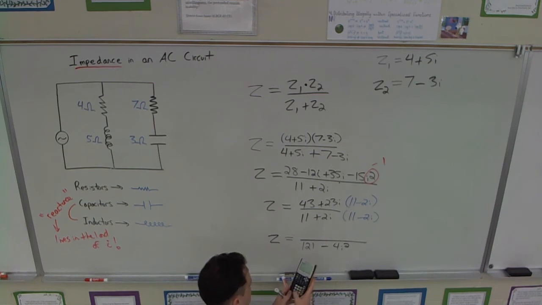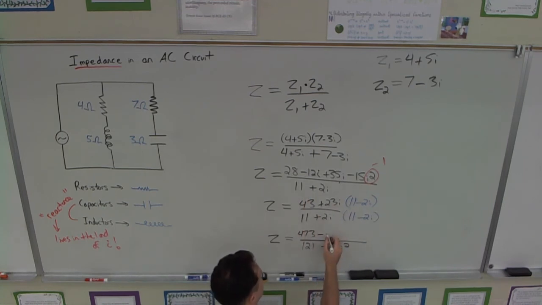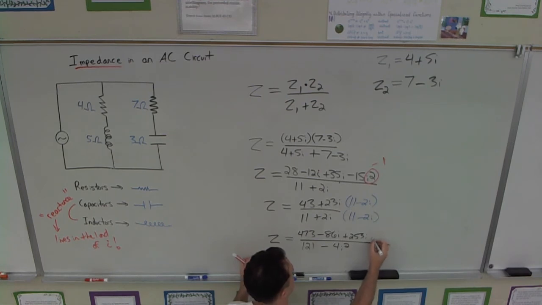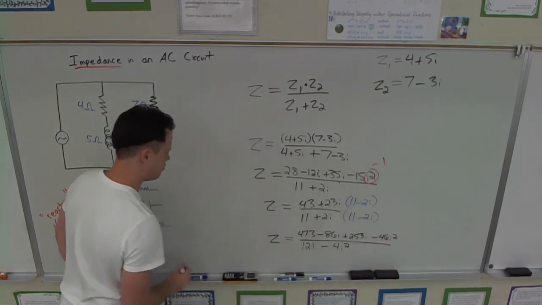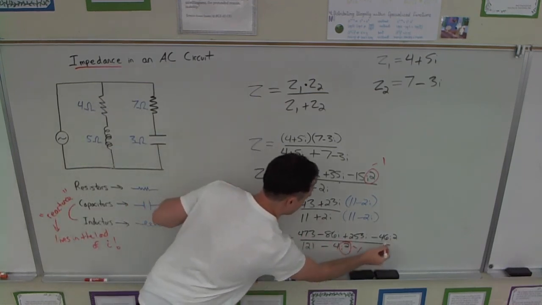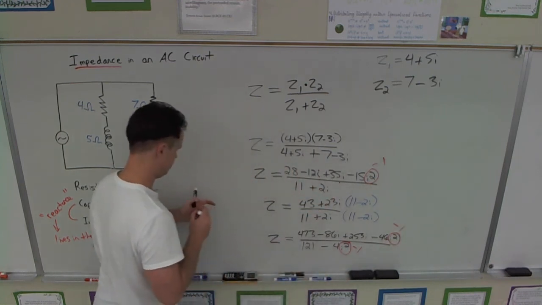Okay, on top I might need my calculator, so I'm going to grab it. I'm going to have 43 times 11, 473, and I have 43 times 2, that's going to be minus 86i, and I have 23 times 11, so I can go to my calculator, that's positive 253i, I'm going to have 23 times 2, which is going to be negative 46i squared. So let's finish simplifying here. Remember, i squareds are both negative 1, so we'll put a negative 1 in there and there.